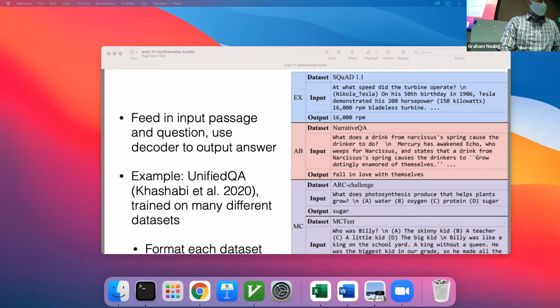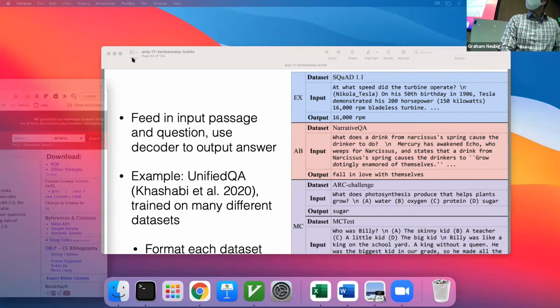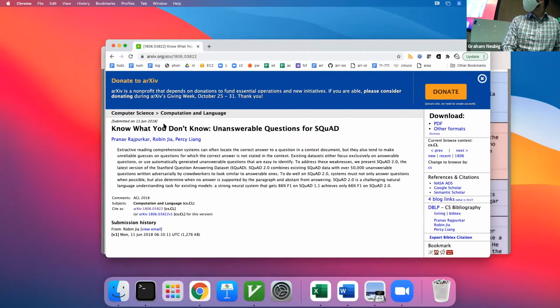I'll try to give some references. So there's a paper here on unanswerable questions in Squad. Squad 2.0 basically has questions in it that aren't entailed by the passage. And I think if I remember correctly, what they do in Unified QA, although I'm not completely sure about this, is they also have that as an option for the output.